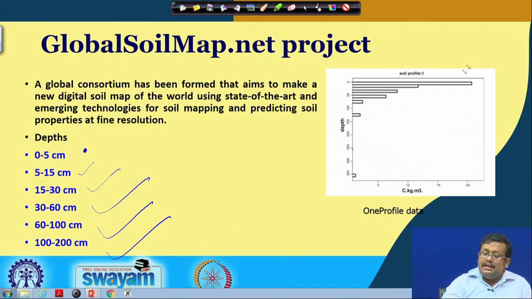So, if our profile data, the original legacy data, looks like this, it is possible by using this equal area spline to get the continuous value of this particular parameter up to our desired depth by fitting this equal area spline.